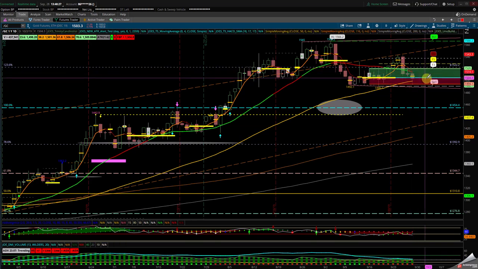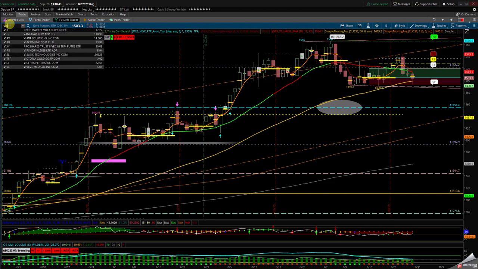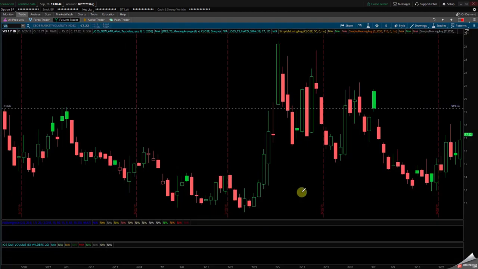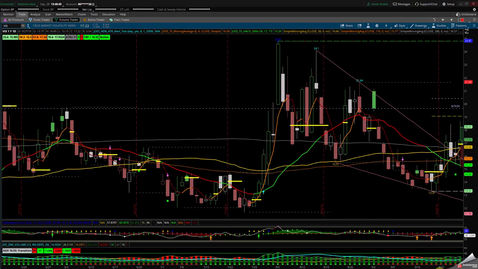If we're going to stay below 1508, be careful of gold. If gold is going to continue and change the direction of the trend back up and there's fear in the market, gold will rally. Let's take a look at the VIX. Let's do the VIX, the ETF. If you noticed, every time we had fear, the VIX popped up.